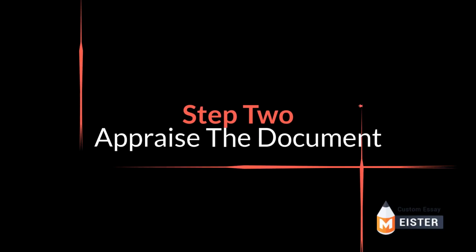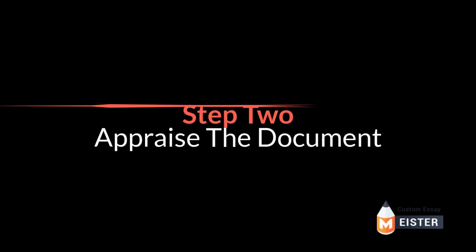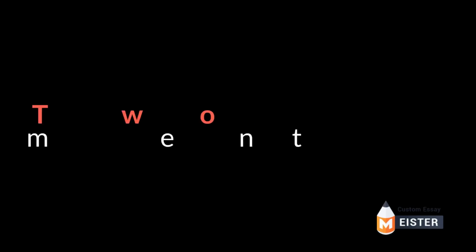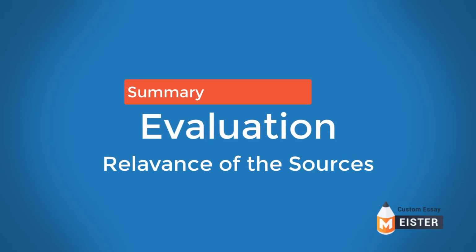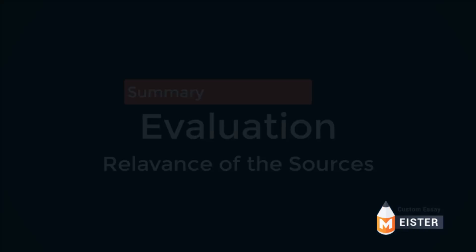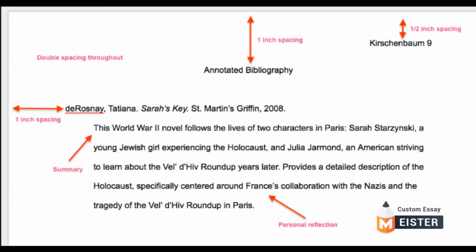Step 2. Critically appraise the document. You can critically appraise a document in 3 easy steps: the summary, evaluation, and relevance of the sources. The summary. The first feature is a summary of your source. Your annotation should be able to tell the main idea and the most important points. A good question to ask yourself: what is this source trying to say? For example, the annotation for a research article published in a peer-reviewed journal should include information on its primary findings.